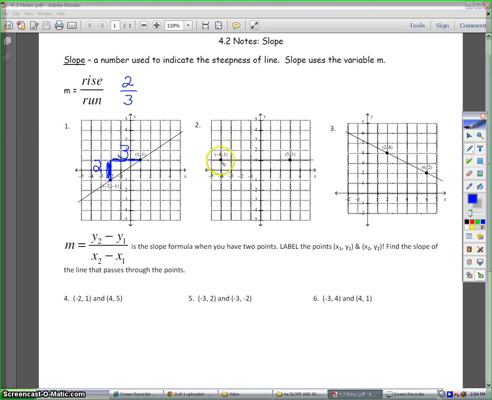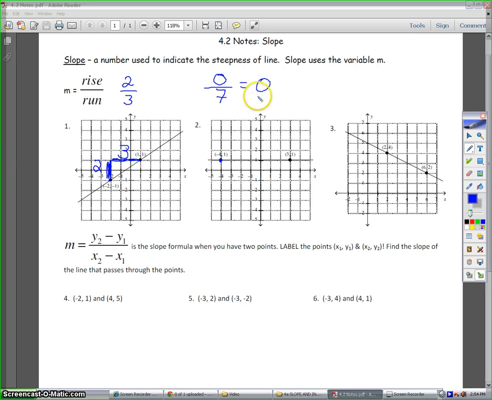Number 2, I'm going to start at my left point. It's at negative 4, 1, and I need to check my rise. I'm not going up or down, so my rise is staying the same at 0. And my run, I'm going 1, 2, 3, 4, 5, 6, 7 units to the right. However, 0 divided by 7 equals 0.